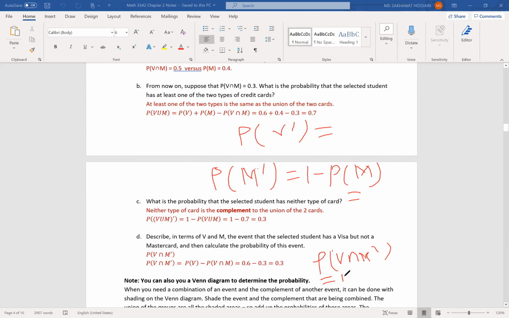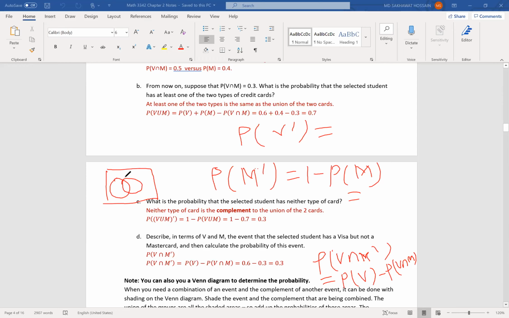Which means the probability of V, that event, minus the intersection of the two events. That means V intersection M. So why do we have this formula for probability of V intersection M prime? I can show you, if you consider the Venn diagram.